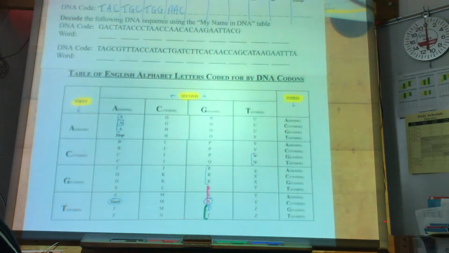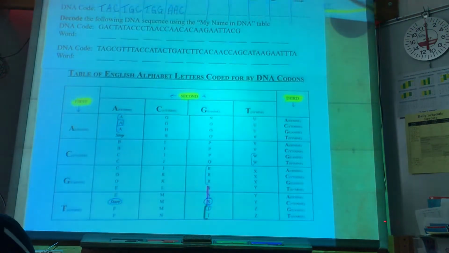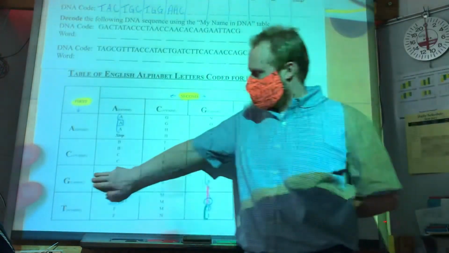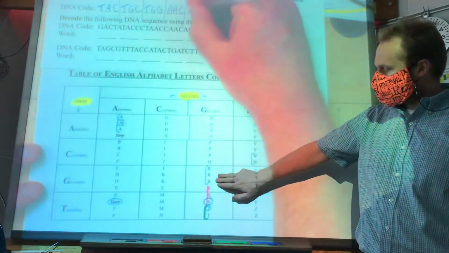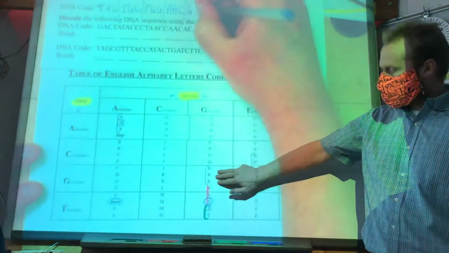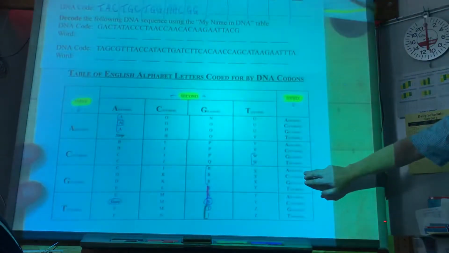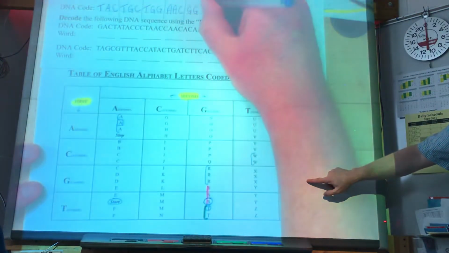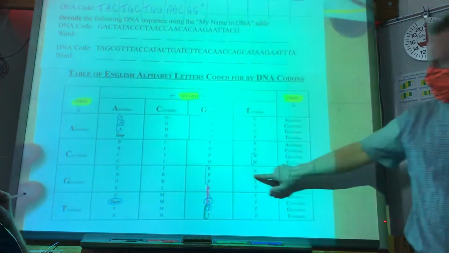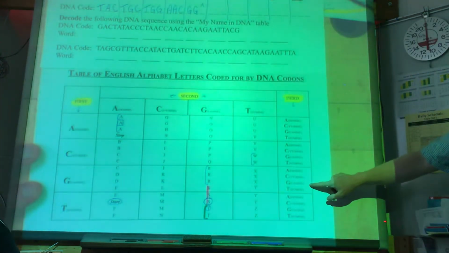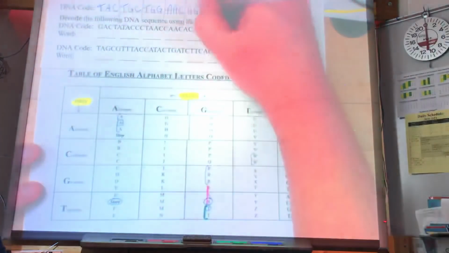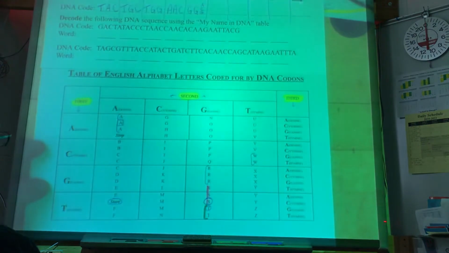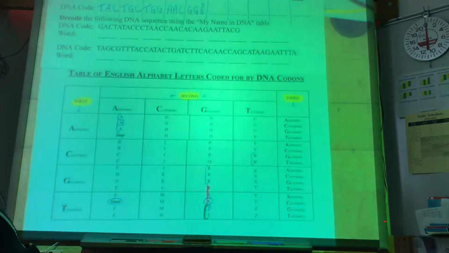So if we're coding for the letter R, the first letter would have to be G. We have three choices for the third letter: it could be GGA, if it would have been the top, it could have been GGC for the second, or it could have been GGG. Those are all different ways that we could code for the same thing.